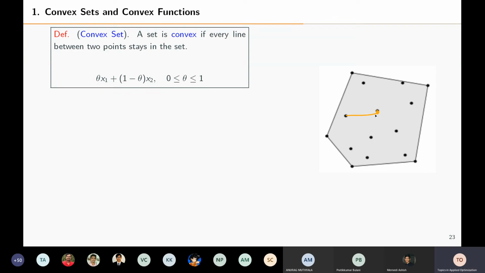Then the whole line is inside this shaded region. Similarly, I take any 2 points, you give me any 2 points, and then I join the line. Then all the points joining the line are still within the set, then it is convex. So you can think about any 2 points within the set, if I join them by a line, everything is inside the set only. It's not going outside.